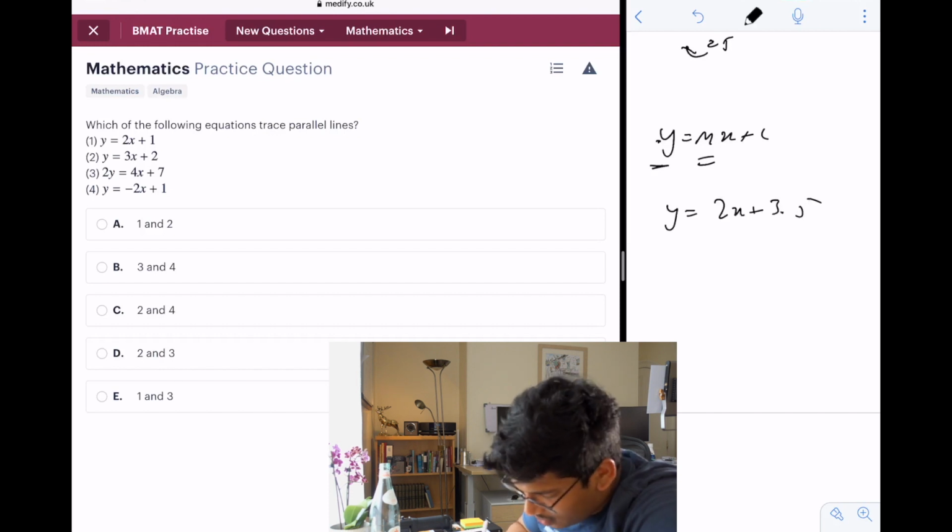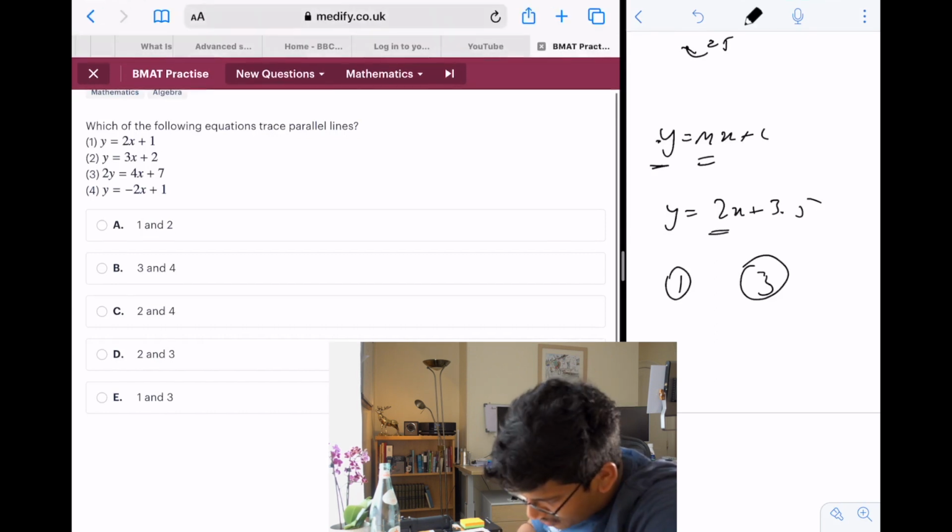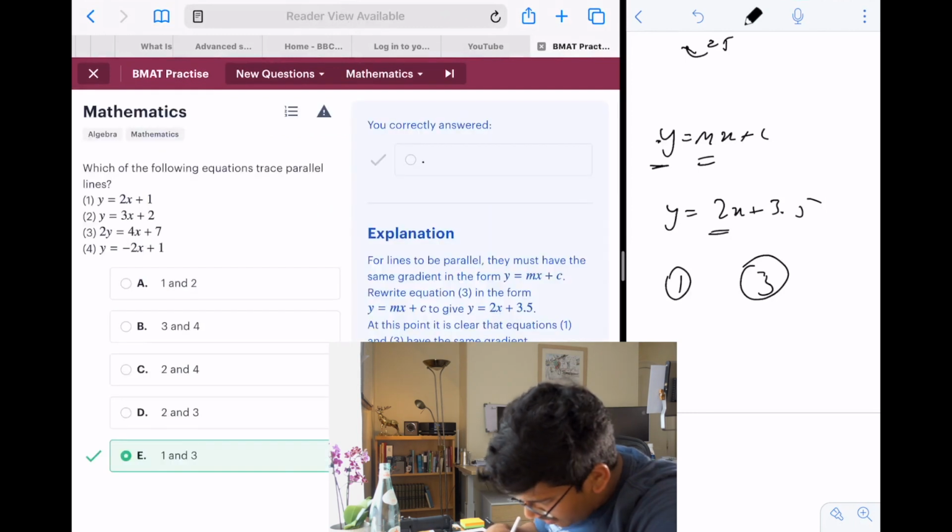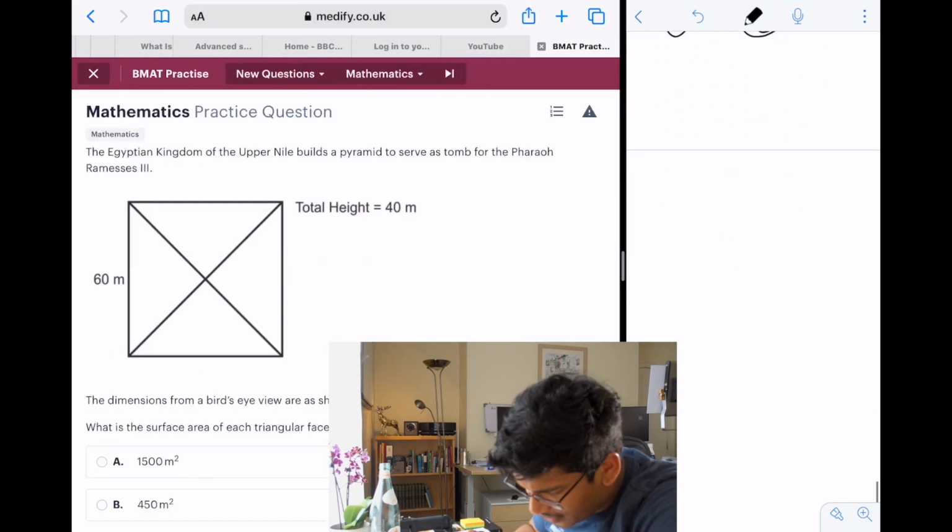Great. So the two gradients are 1 and 3. They have the same value of m. They both got 2, as you can see here. Therefore, the answer is 1 and 3. Bish, bash, bosh. That's correct. Nice. Just plowing through questions right now.